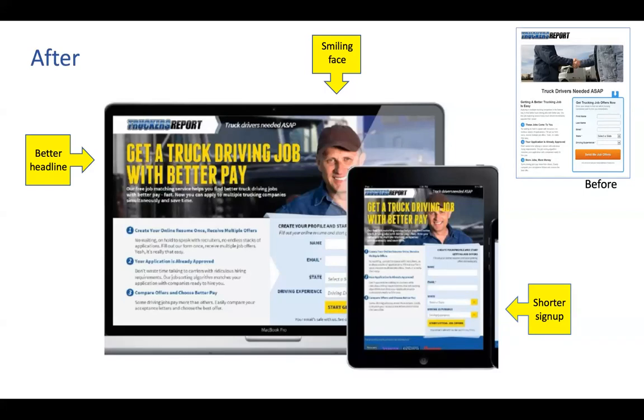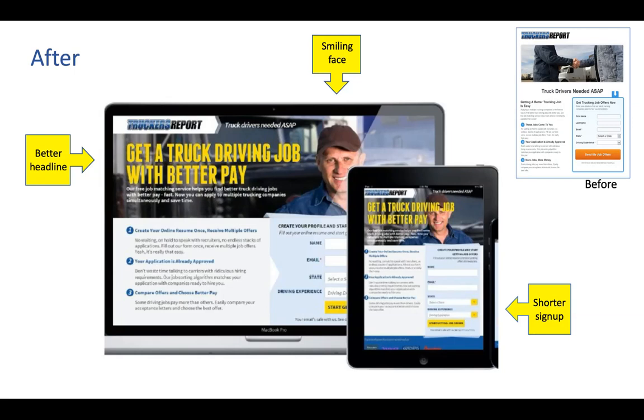Also the inclusion of a smiling human face is certainly an improvement over the 2 decapitated bodies that were in the other one. And you may not be able to tell very much from this slide, but the survey or the application form is actually a little bit shorter on this one, and that's going to be better.